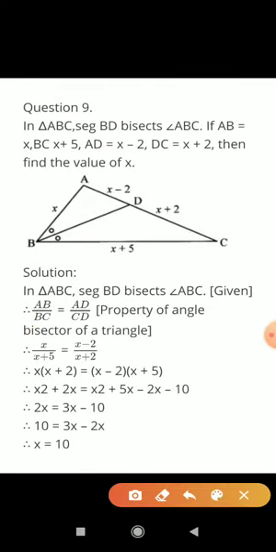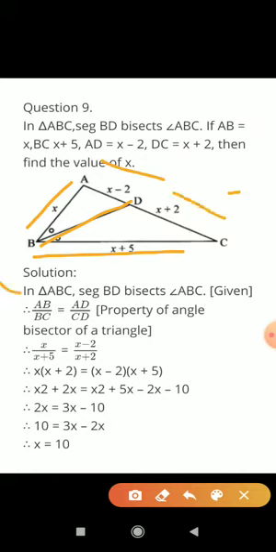Then question number 9. In triangle ABC, segment BD bisects angle ABC. If AB is equal to x, BC is x plus 5, AD is equal to x minus 2, DC is equal to x plus 2, then find the value of x. Again a similar question based on the angle bisector theorem. BD is the angle bisector of angle ABC in triangle ABC. So the formula becomes AB upon BC is equal to AD upon DC.